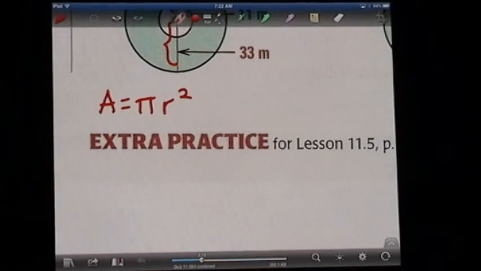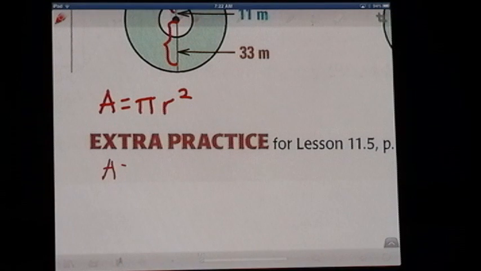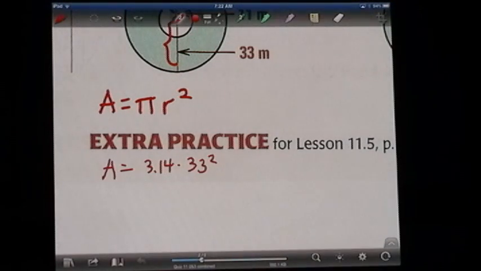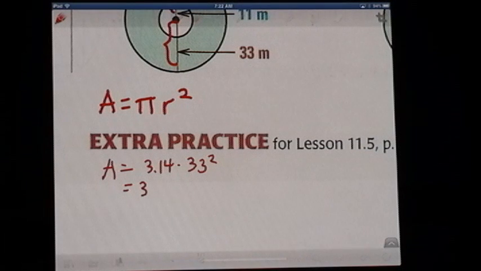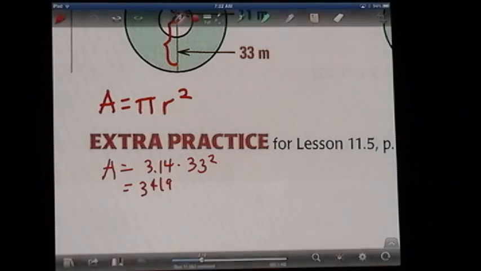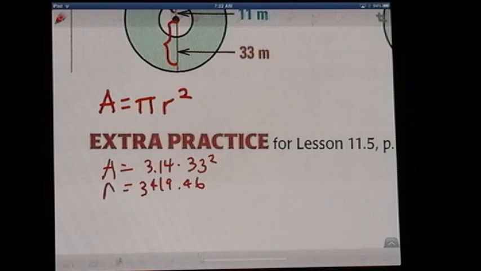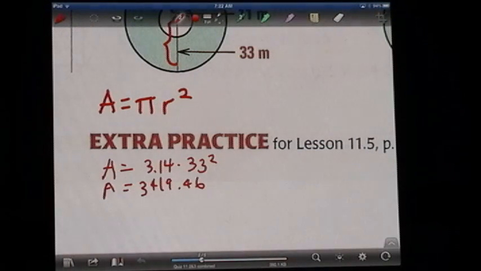Okay, so area equals pi, or 3.14, times 33 squared. Now you want to make sure that you square 33 before you multiply 3.14 times that. So 33 squared times 3.14. Now you can hit the equal sign in between if you like. It's not going to make a difference. Okay, the entire area of the large circle is 3,419.4.